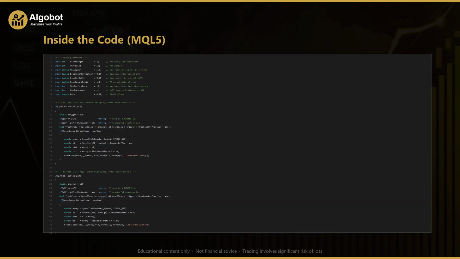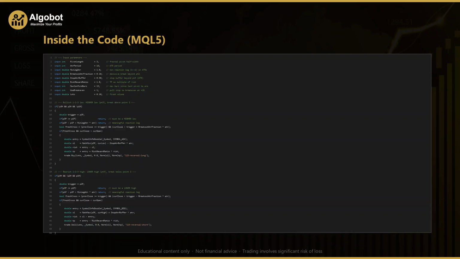MinLegAtr is the minimum size of the reaction leg. Breakout ATR fraction is how decisively price must clear point 2. Stop ATR buffer pads the stop beyond point 3. Risk-reward ratio sets the target as a multiple of risk. Max confirm bars limits how stale a pattern can be, and use break-even toggles the break-even move. Lots is the fixed order size.